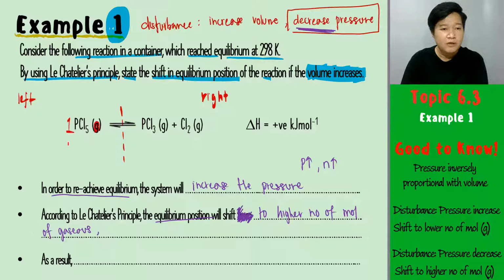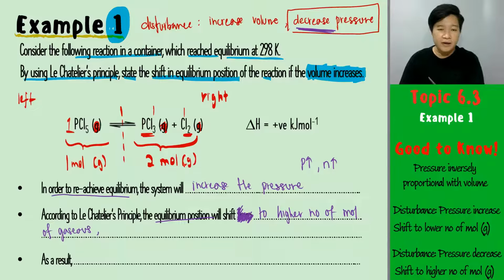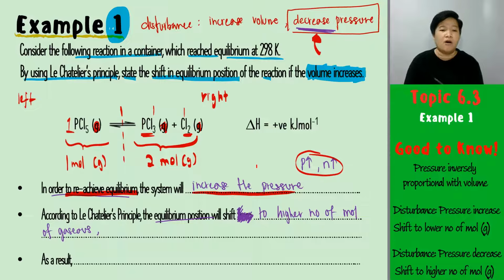I only have 1 mole. So over here, we are having 1 mole of gas. On the product, I have PCl3 which is a gas. I have Cl2 which is also a gas. Having 1 mole, 1 mole. The total moles of gases on the right side is 2 moles of gas. Alright? And since right now the disturbance is decreased pressure, the system, in order to achieve equilibrium, will try to increase the pressure. I need a higher pressure, therefore I need a higher number of moles.